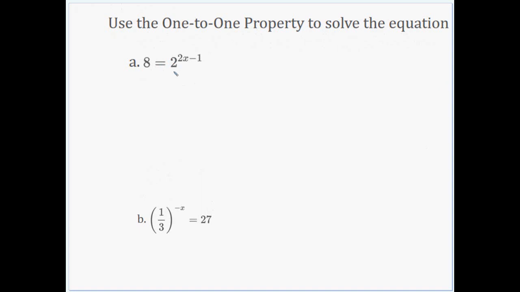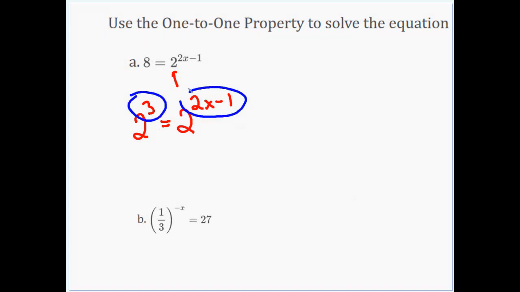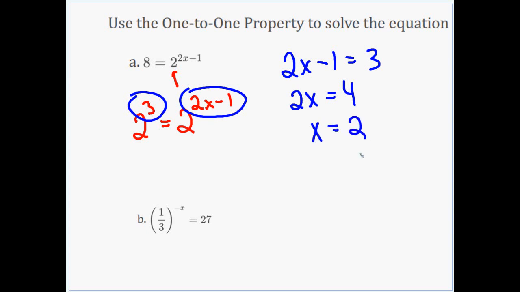All right, in this first one, our right side has a base of 2. Let's rewrite 8 as 2 cubed. And that's now equal to 2 to the 2x minus 1 power. Bases are the same, so let's set these exponents equal. 2x minus 1 is equal to 3. Let's add 1 to each side. 2x is equal to 4. Divide by 2, x is 2.